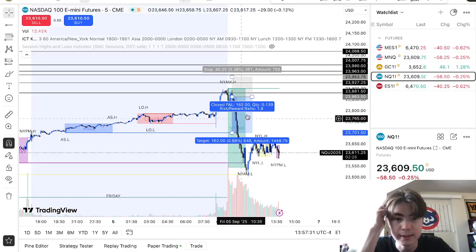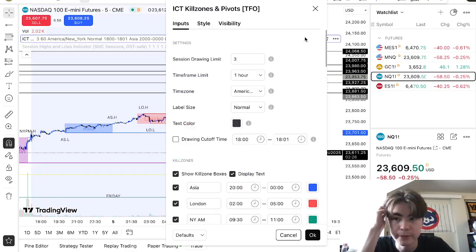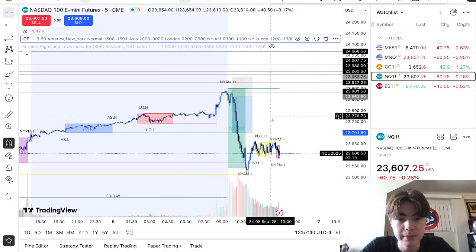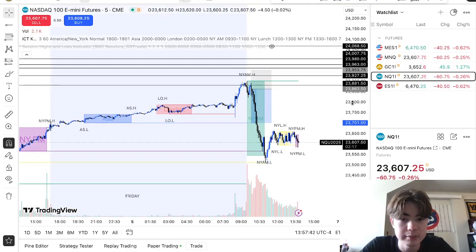I would suggest using the indicator. Again, this is the name of the indicator, ICT Killzones and Pivots TFO by Trade for Op. That was the name of the person who made the indicator. So yeah, you search that up on TradingView and apply it to your charts. Don't get confused by it.